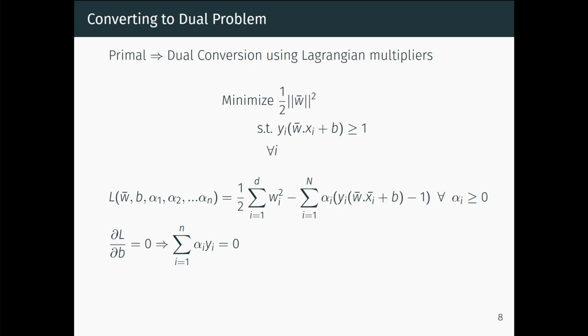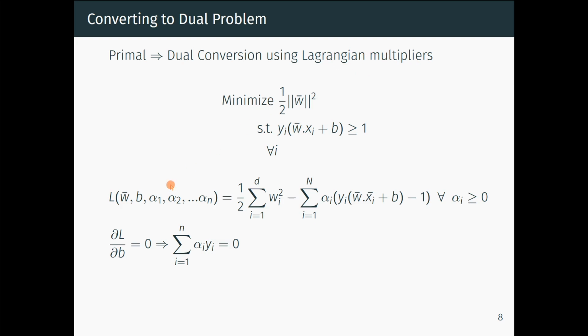This is a really important topic in SVM, so I would request you to pay a lot of attention. We'll be converting the primal objective, the primal quadratic program, which is: minimize half times the magnitude of w squared, such that yi times (w xi plus b) is greater than or equal to 1 for all the i's. This is correctly classifying all the points. We can convert this to a dual form, where we introduce Lagrangian multipliers.